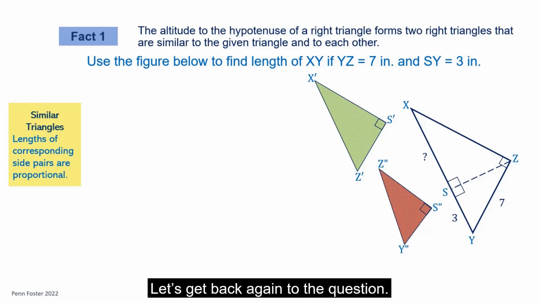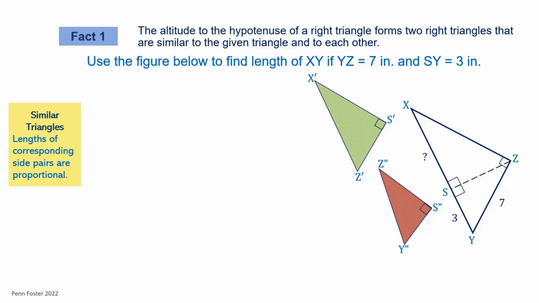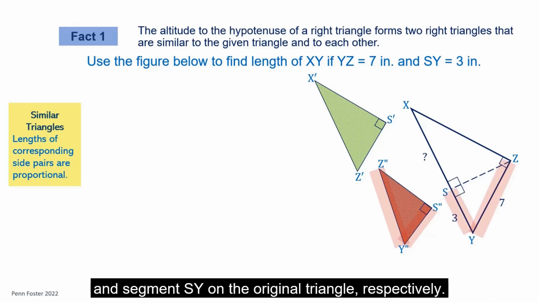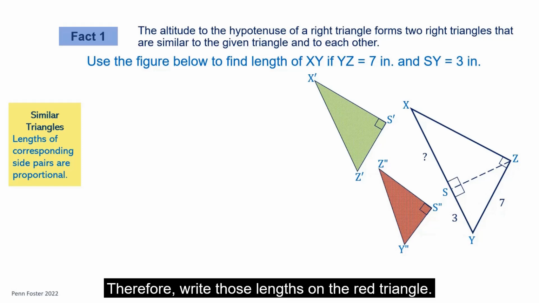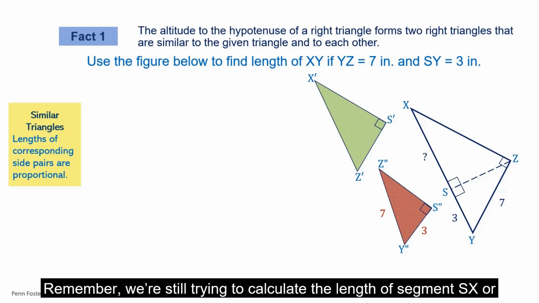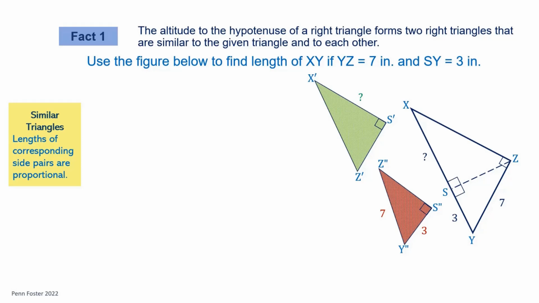Let's get back again to the question. YZ is 7 and SY is 3 inches. Look at the red triangle. Two of its sides, Z''Y'' and Y''S'', are of the same lengths as side YZ and segment SY on the original triangle, respectively. Therefore, write those lengths on the red triangle. Now let's sit back and look at what we know so far about the three triangles. Remember, we're still trying to calculate the length of segment SX, or side X'S' on the green triangle.